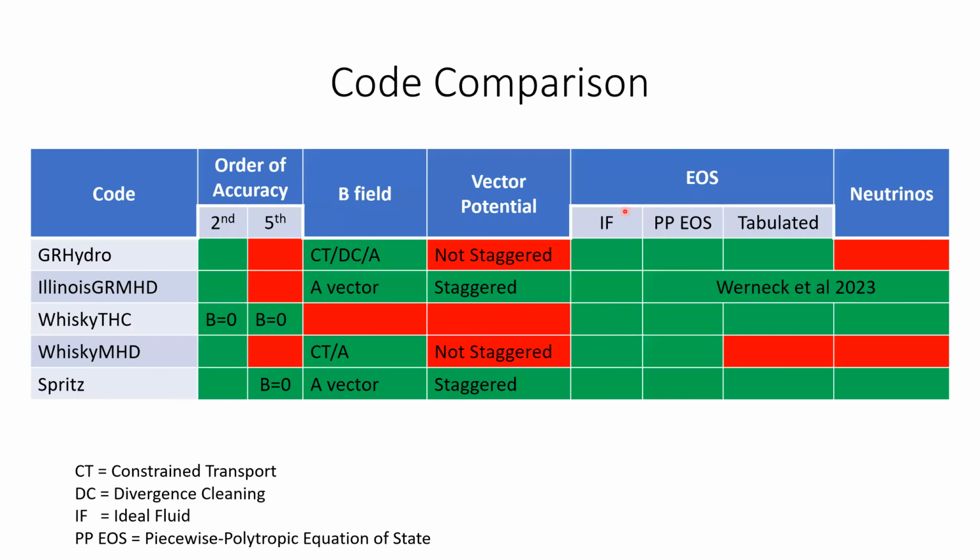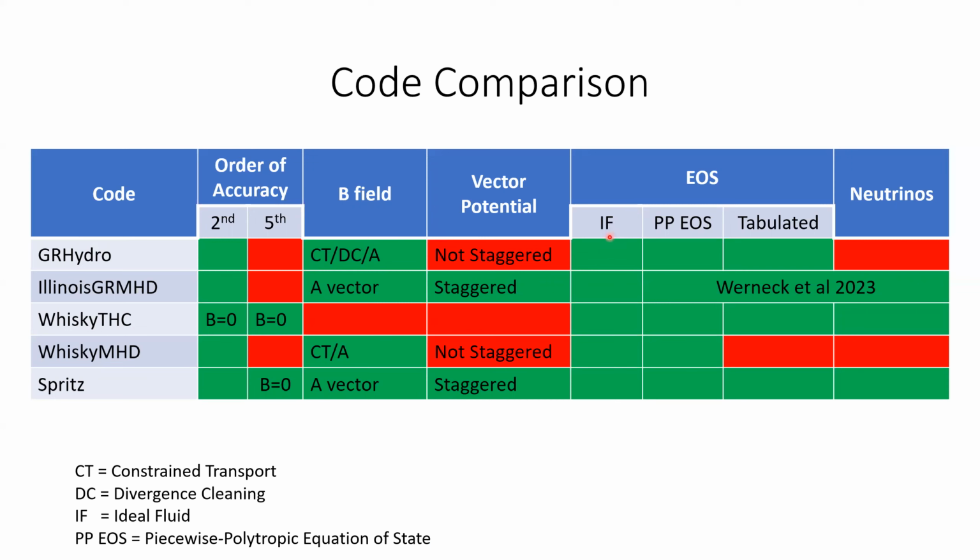So when we started working with the Spritz code, this was essentially the situation with the publicly available codes, or codes that were accessible to us and that were using the Einstein Toolkit. Within the Einstein Toolkit, you have GRHydro. GRHydro includes the evolution of the magnetic field, both using methods that we'll describe later, like constraint transport or divergence cleaning, or evolving the vector potential itself. The vector potential formulation that was in GRHydro used a formulation in which the vector potential was not staggered. I will say something more about this later.